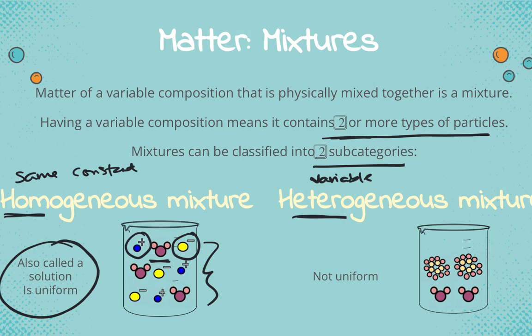A heterogeneous mixture is not uniform. So when I'm drawing that particle diagram, I would have distinct layers. In this case, this would be like oil and water. So I would have a layer of oil that is less dense floating on top of a more dense liquid water layer.